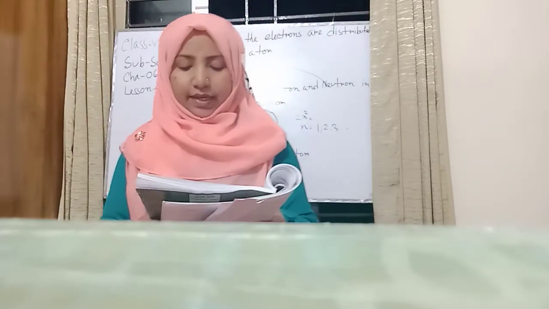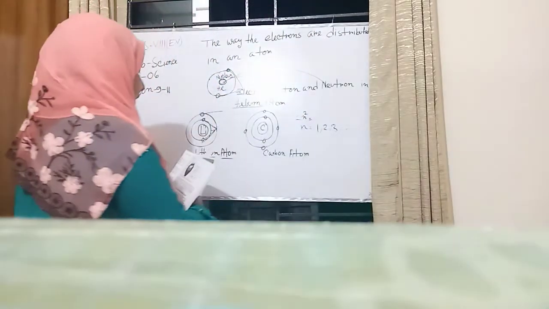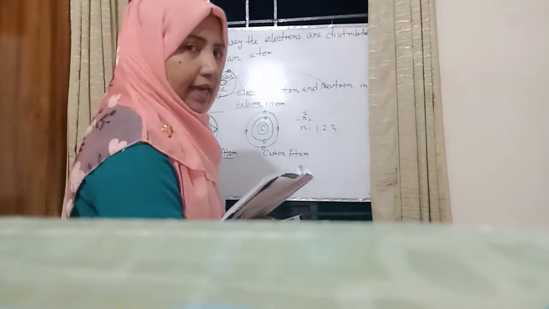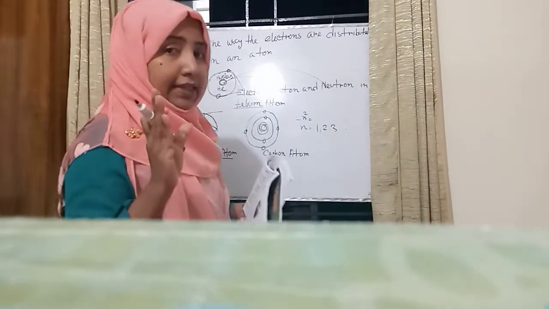In the same way, a carbon has 6 electrons. Here's another structure. This structure is the carbon. There are the 6 electrons.